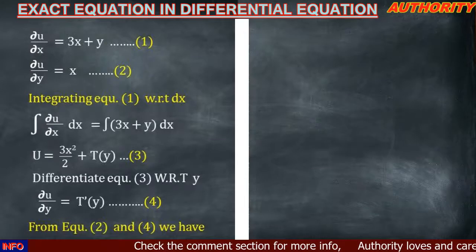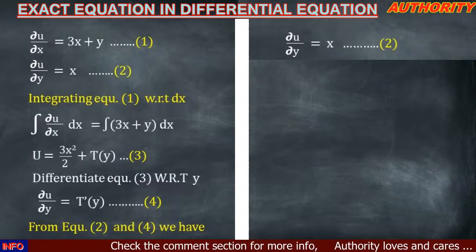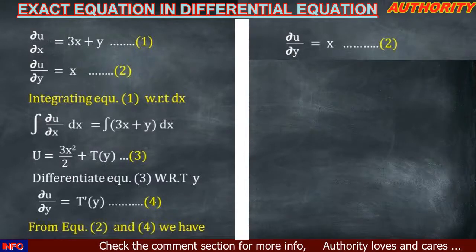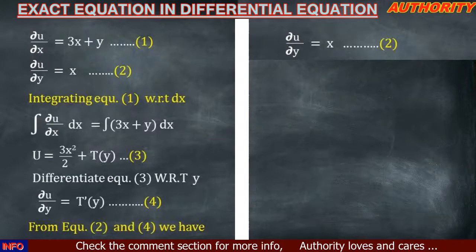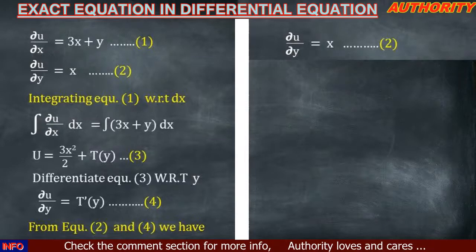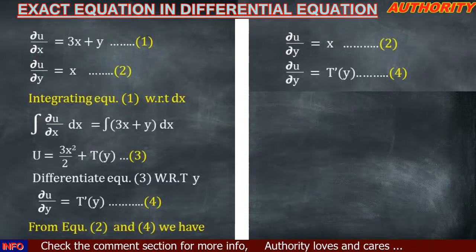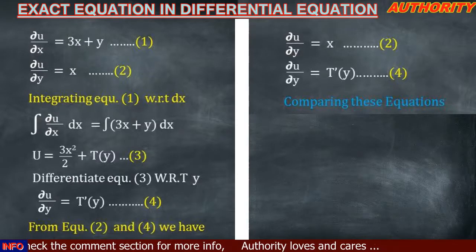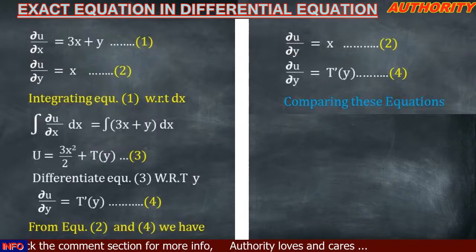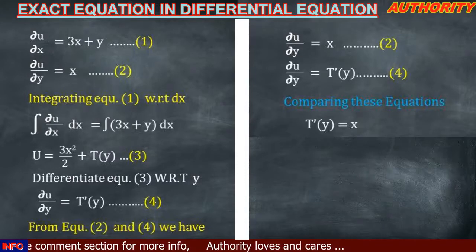Now, from the beginning, where we have equation 1 and equation 2, we said that equation 1 says the partial derivative of u with respect to x is equal to 3x plus y, and the second equation says the partial derivative of u with respect to y is equal to x. Good. Now let's pick equation 2 and equation 4, because they both have the partial derivative of u with respect to y. Comparing these two equations, what do you see? We see that the partial derivative of u with respect to y equals x, and the partial derivative of u with respect to y equals t prime of y. That is to say that t prime of y is equal to x.